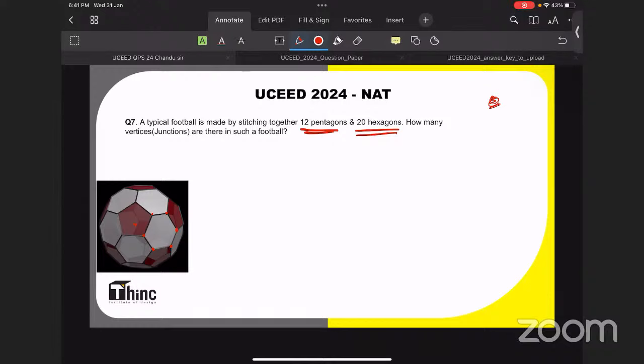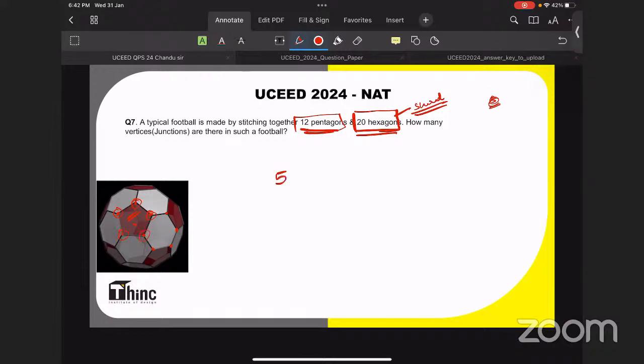So to be frank, hexagons do not have individual vertices. They all have shared vertices. Since they are shared with the pentagon, we don't need to count all the hexagons. We only need to bother about these pentagons. They are sharing it like this. Because they are the lesser number, we only need to focus on pentagons only, not on hexagons.